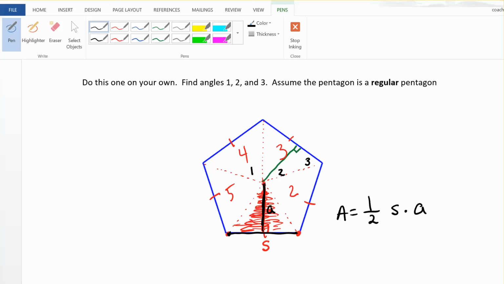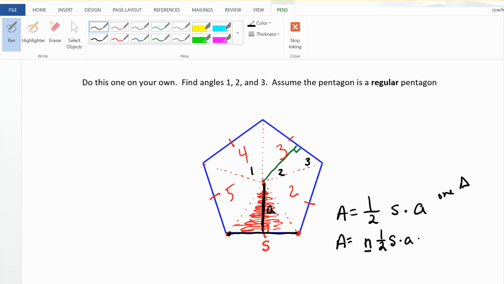Now, I know this has 5 sides, but let's say we didn't know the number of sides. Then the area of the whole thing would be the number of triangles we have. So in this case, we have 5, but let's say we didn't know how many sides we have. We'll call it n for the number of sides. We would have the number of triangles times each triangle, 1/2 times S times A.